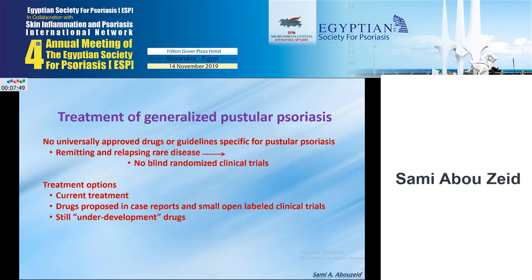Now, treatment of generalized pustular psoriasis. There are no universally accepted or approved drugs or guidelines which are specific for pustular psoriasis because it is a remitting, relapsing, rare disease. It is remitting and relapsing, so we cannot follow the cases easily. And it is a rare disease, so there are no blinded randomized clinical trials. And there are treatment options.